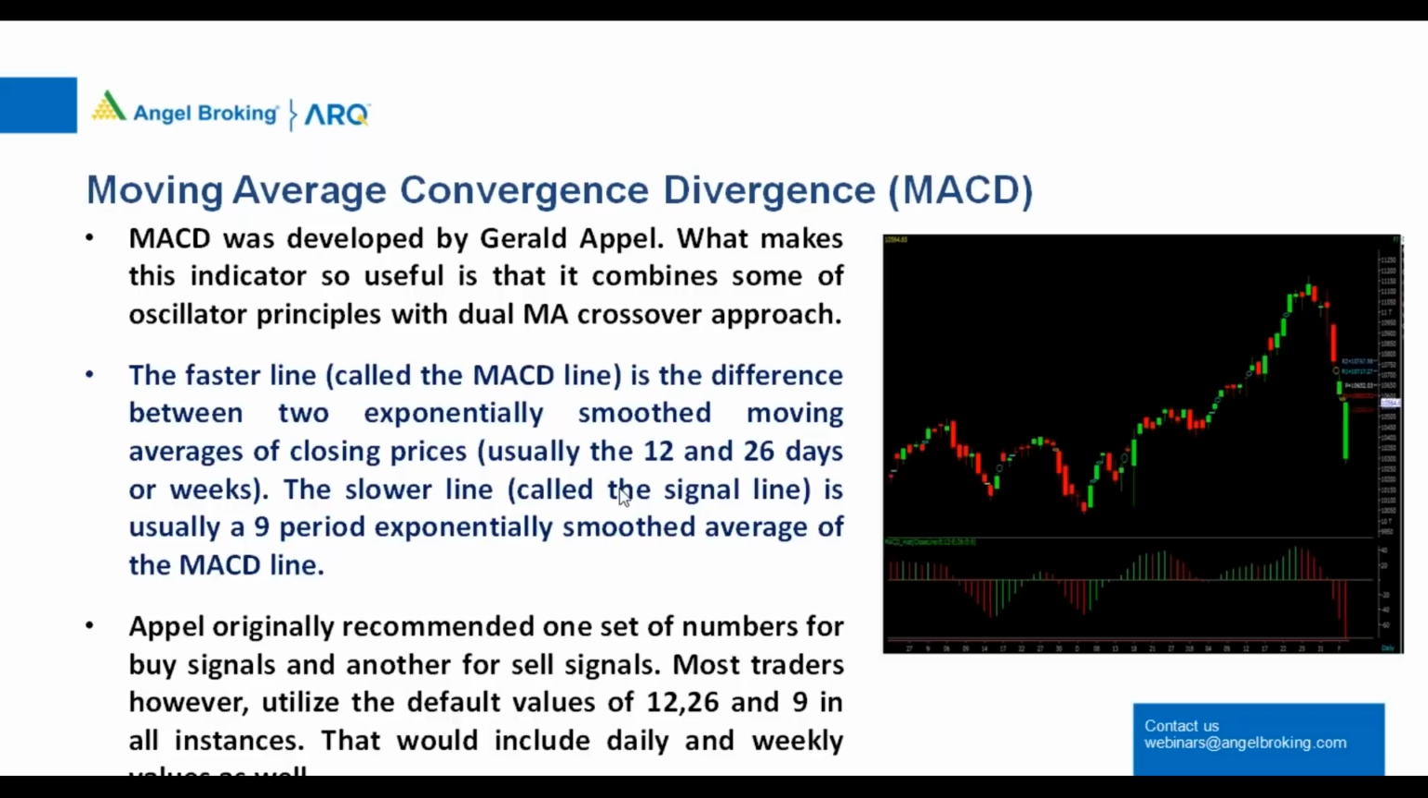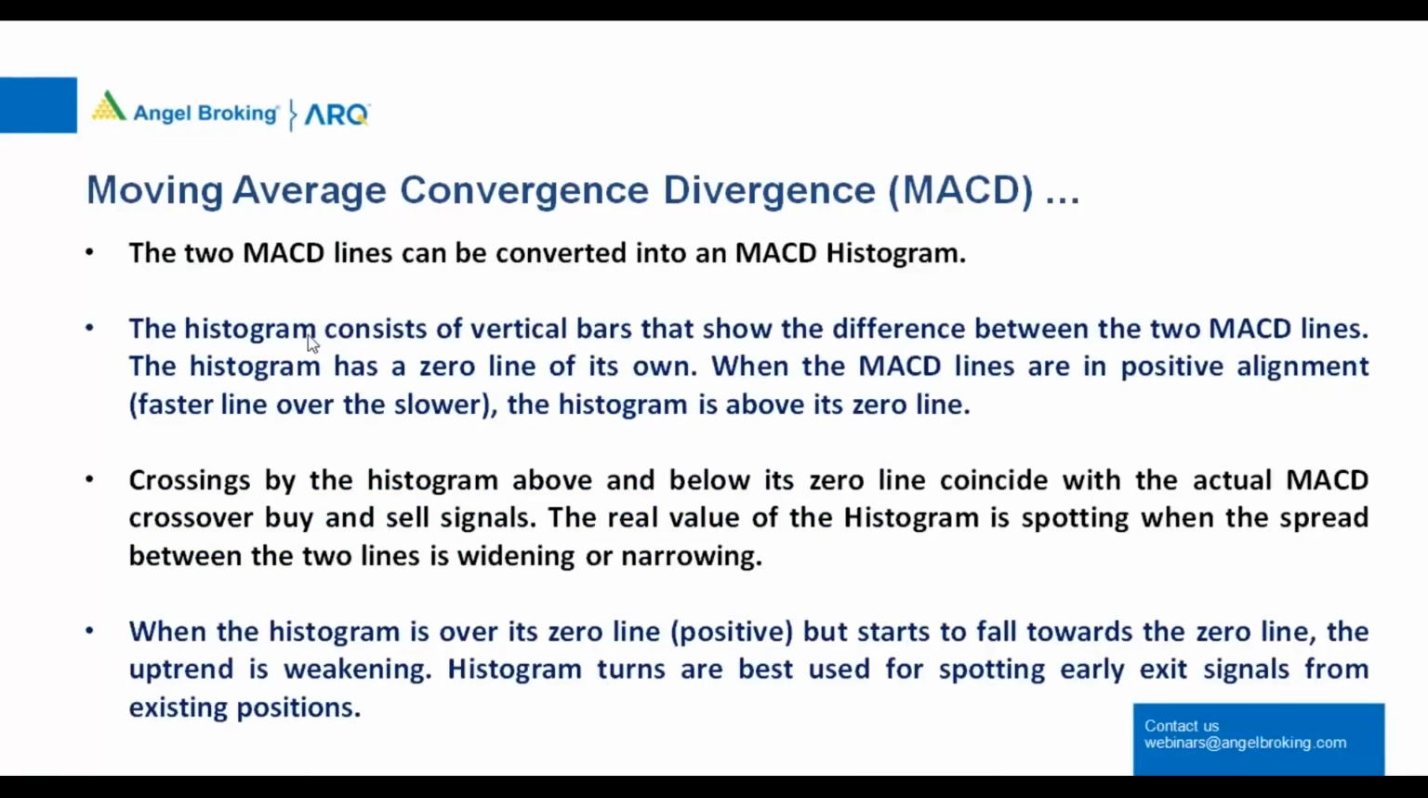So what happens here in the MACD histogram? I'll talk about this here and then I'll look at the MACD histogram and explain the picture to you so you'll get a better idea. So the two lines: what you have is a MACD line and a signal line. The two MACD lines can be converted into a MACD histogram. The histogram consists of vertical bars that show the difference between the two MACD lines.